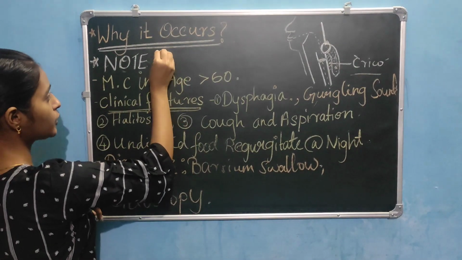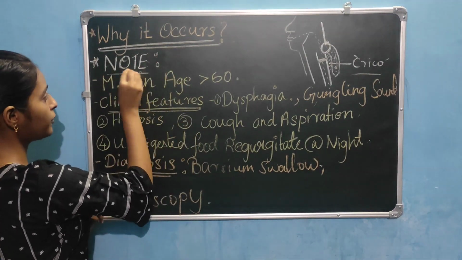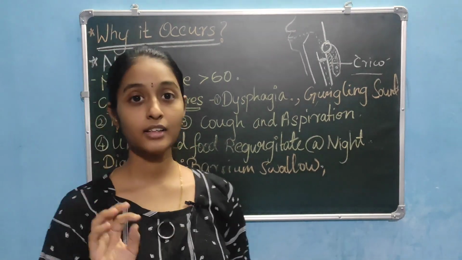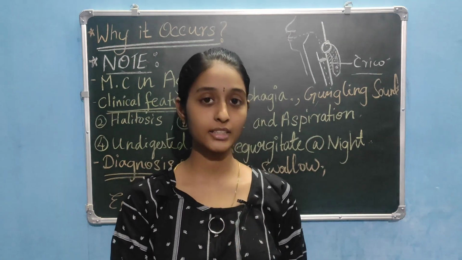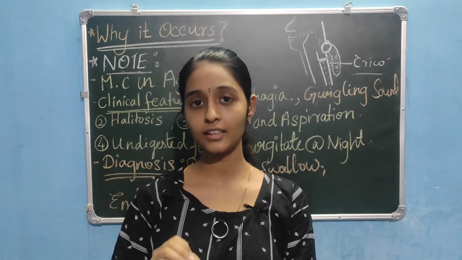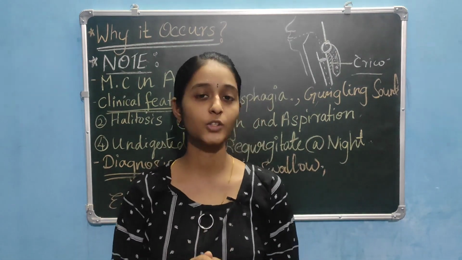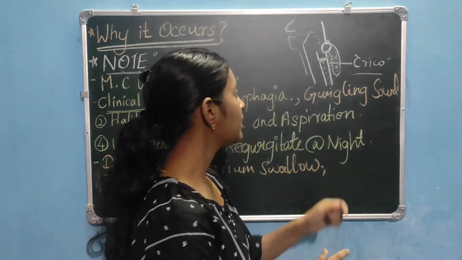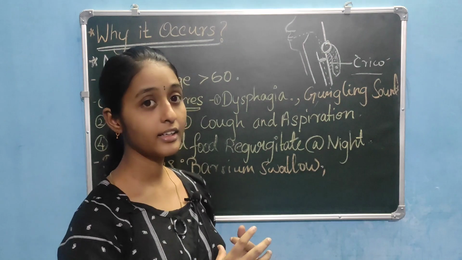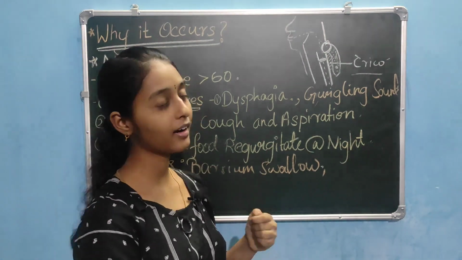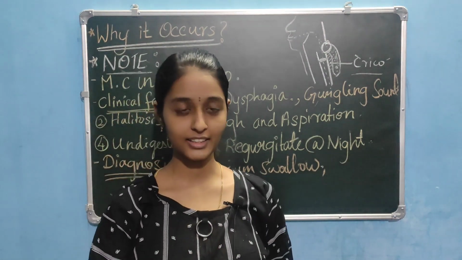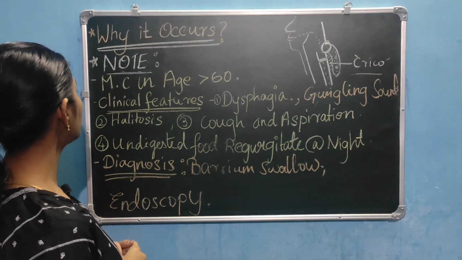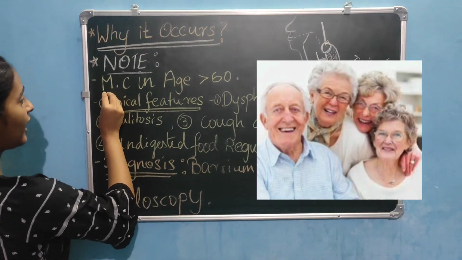Actually, I have a note to tell you. I told it before, but I should stress it. Killian's dehiscence is just an anatomical structure. It is not a pathology. But Zenker's diverticulum is the pathology, that is, the outpouching which occurs in Killian's dehiscence. That's what I need to say. And we go with the most common age.